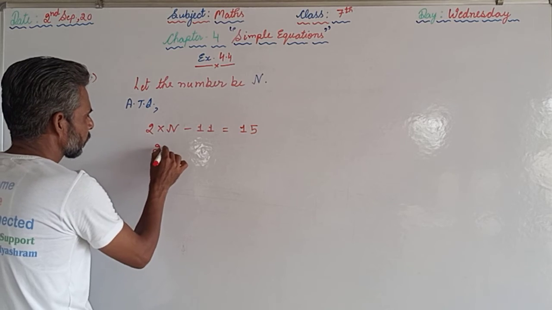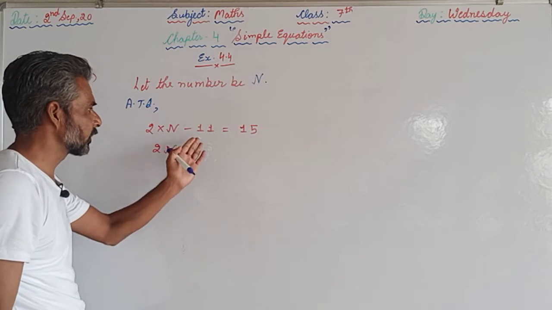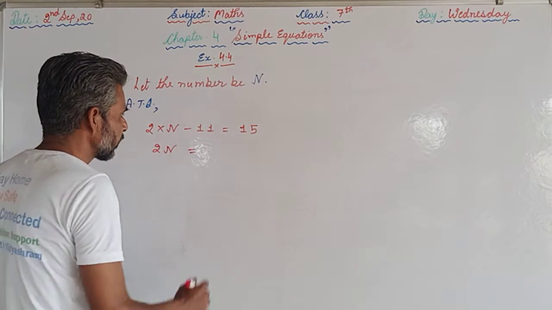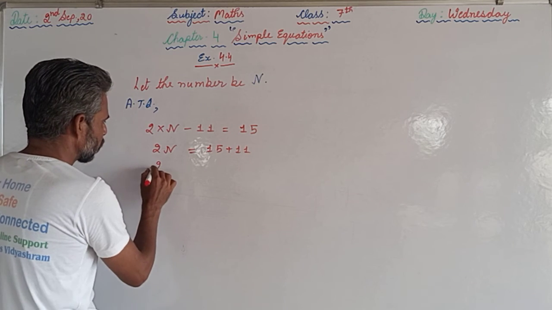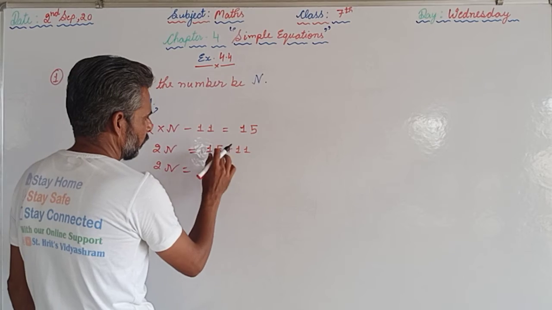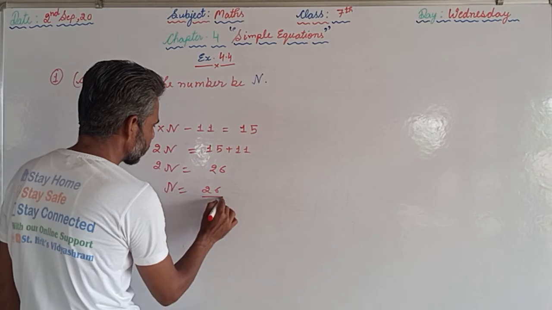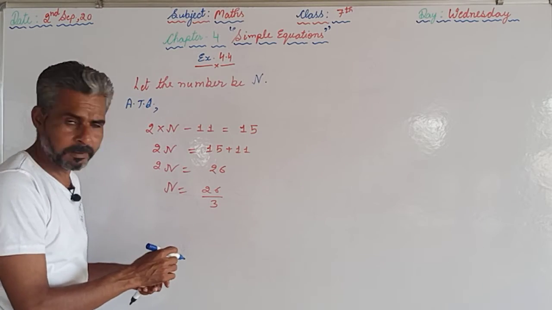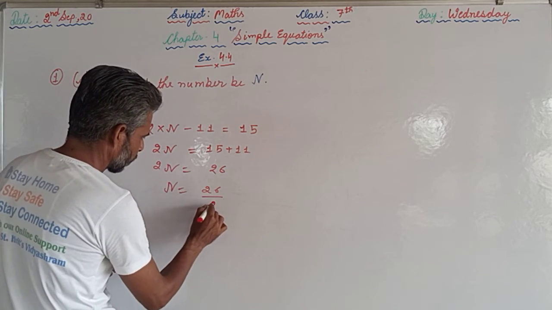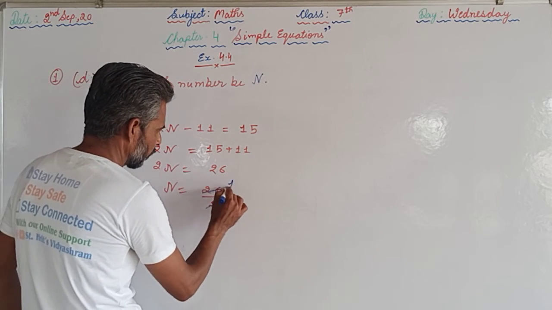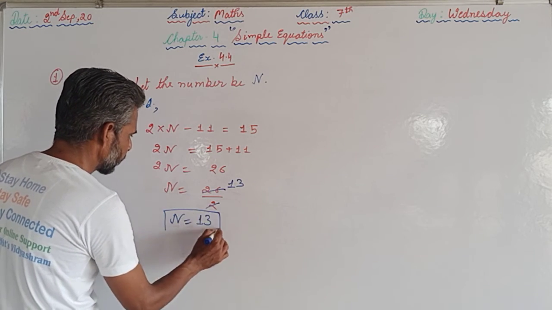To do that, we have to transfer the constant term from the left hand side to the right hand side, and that is minus 11. So it will become plus 11 when we transfer it to the right hand side. So 2n is equal to 15 plus 11, that is 26, and now we will transfer 2. It is multiplying here, so it will divide on the right hand side. So 26 divided by 2, so n will be 13. So the required number will be 13.